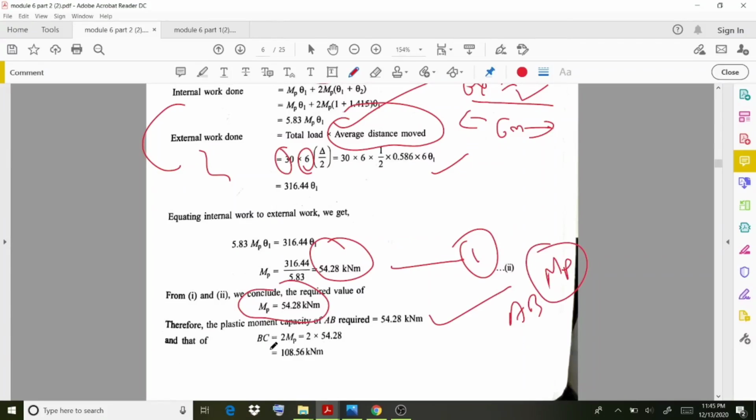But in the case of BC, it is provided as 2MP, so you can directly multiply, and the value is going to be 108.56 kilonewton meter. This is very important: while taking those values, if you compare two values of plastic moment, you have to consider the higher plastic moment. So that's the case regarding this consideration of the plastic moment.